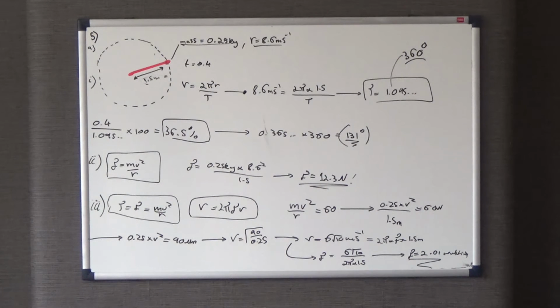Now don't get confused and say it must be 3 because we've got to complete a full revolution. Well, you don't have to complete a full revolution. Don't make it more complicated than it needs to be.